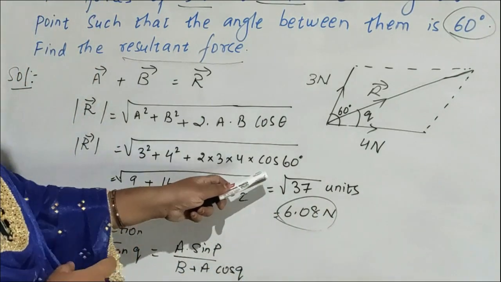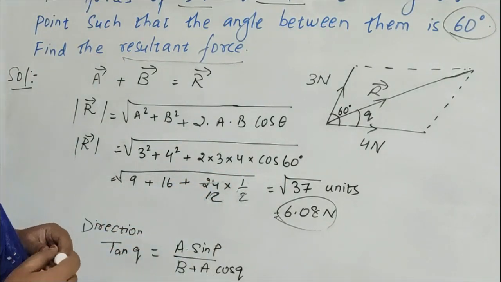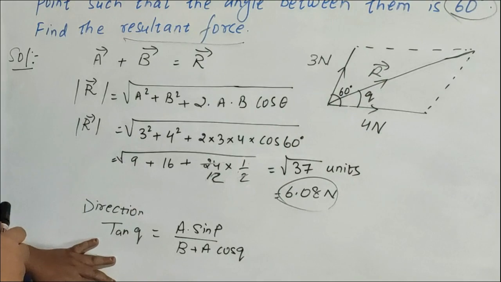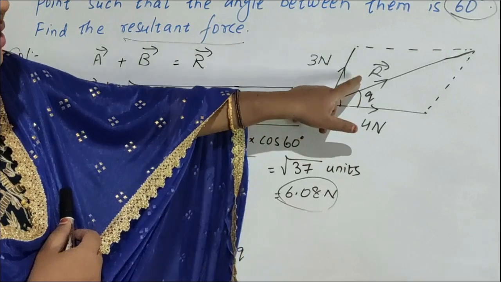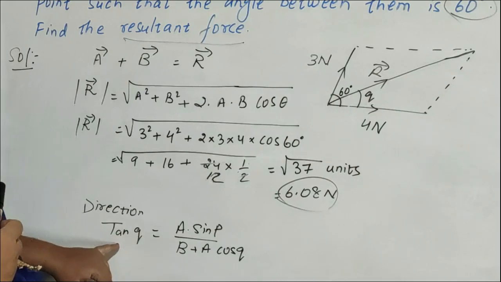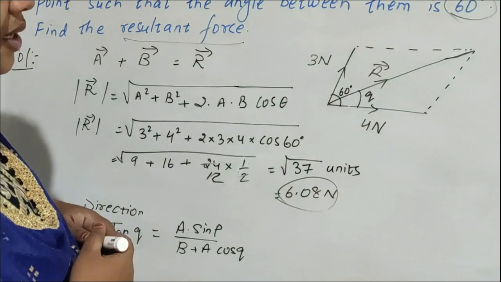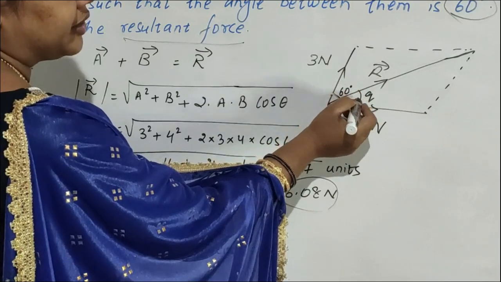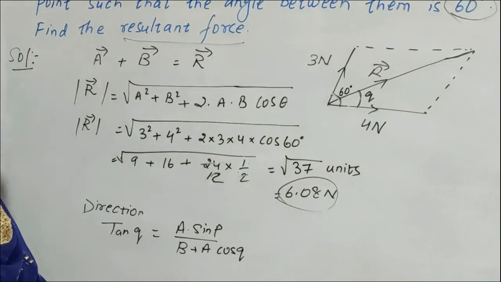The value is 6.08 Newton, which you can find from the tables. Direction you can find by tan theta. Theta is the angle the resultant vector makes with the first vector. So tan theta is equal to B sin alpha by A plus B cos alpha, where alpha is this angle and theta is this angle.